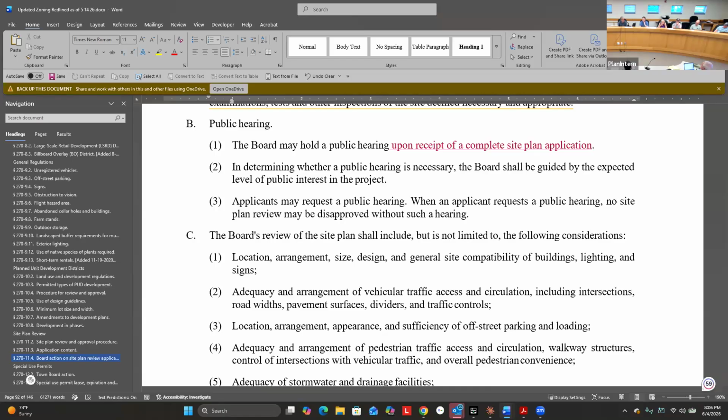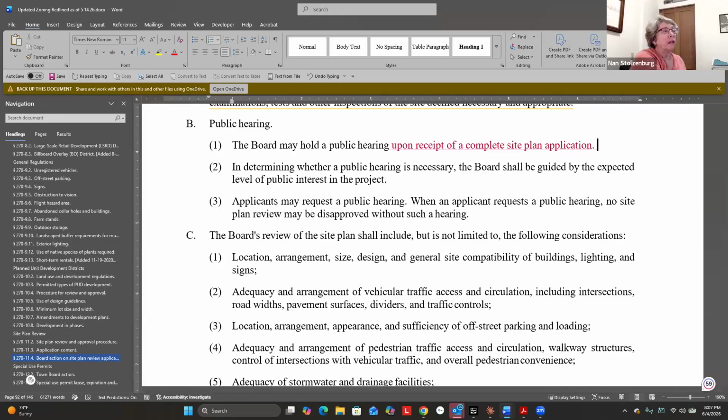So public hearings, the board may hold a public hearing upon receipt of a completed site plan application. Can we just modify it to be, when the opportunity for public input is necessary for full consideration of the proposal, or something along those lines? Or required by code. Yeah, or you could say when associated with a special use permit, the planning board shall hold a public hearing.